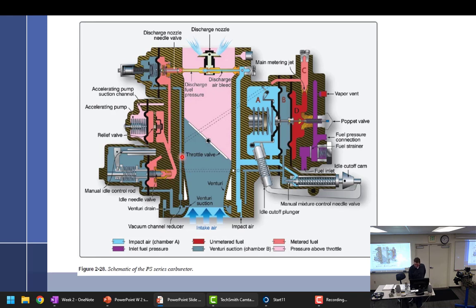Let's see. Air from chamber A, which is what? Impact air mixes here to emulsify. All right. Mixture control system, we covered that. Mixture control right here. Allows air to bleed from chamber B, suction, into A or A to B, however you want to look at it. We covered that. AMC, we covered the AMC well.